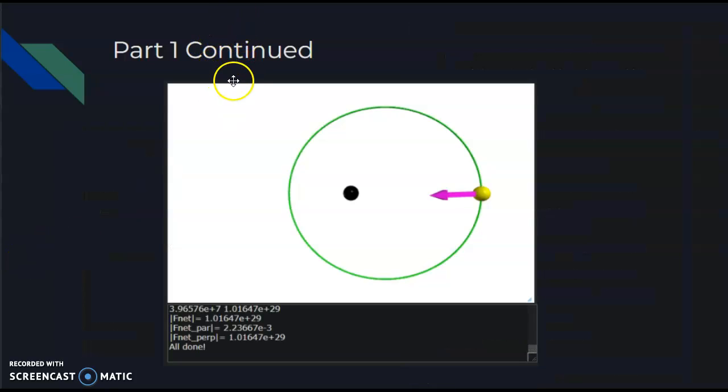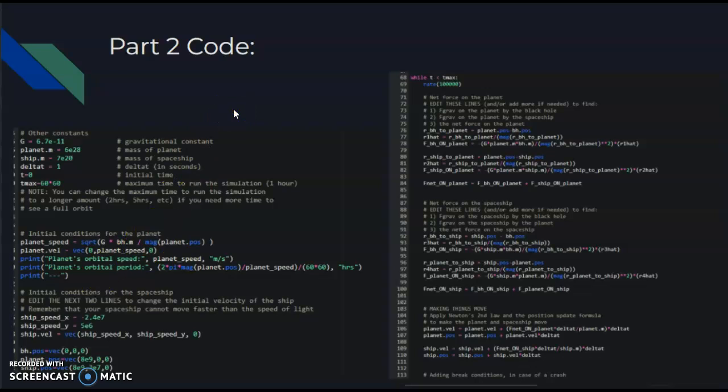So this is what the graph looks like for the code for part 1. It traveled on this trajectory and went around. For part 2, we have the initial conditions, and then here's my speed that I was able to find, so that the ship would not hit either the planet or the black hole itself.